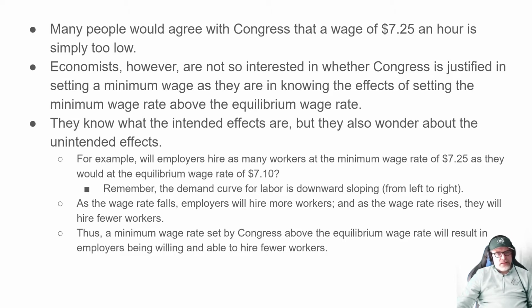Economists, however, are not so interested in whether Congress is justified in setting a minimum wage as they are in knowing the effects of setting the minimum wage rate above the equilibrium wage rate, which is a mouthful, but what they're saying is economists think that the government should stay out of setting wages, period. What should really happen is the same thing that happens with prices, which is that the market should determine these. Now, if that were to happen, is it possible that some people would make less than what the current minimum wage is? Definitely.